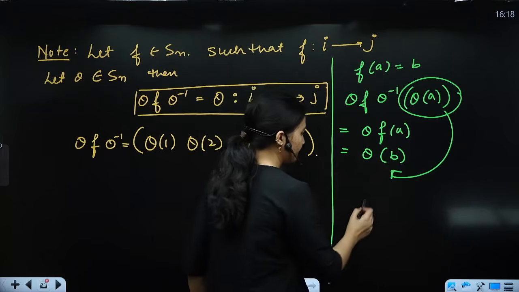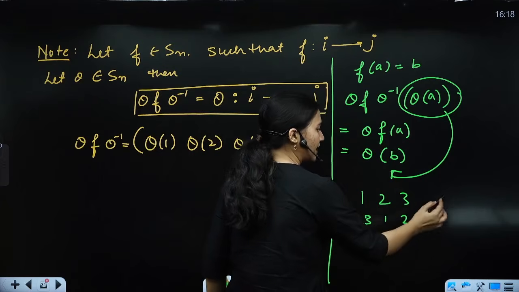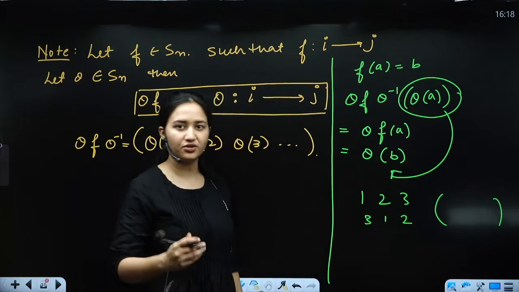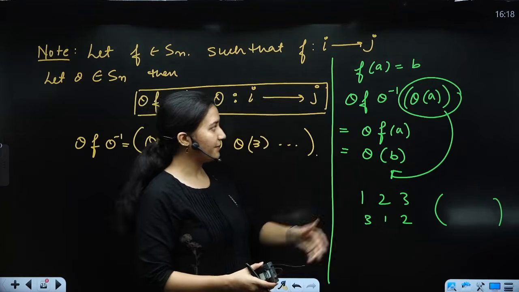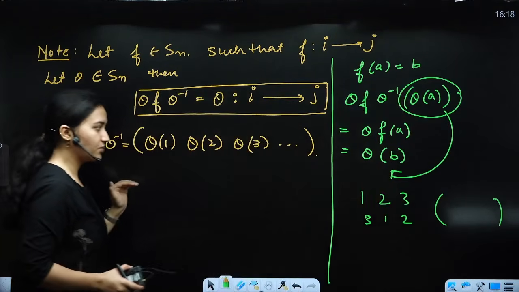If you have 1 2 3 and the images are 3 1 2, okay? So you can make any cycle here, right? It does not matter what the input is going to be. So here theta A is also going to be a number only. So exactly that is what is going to happen here.